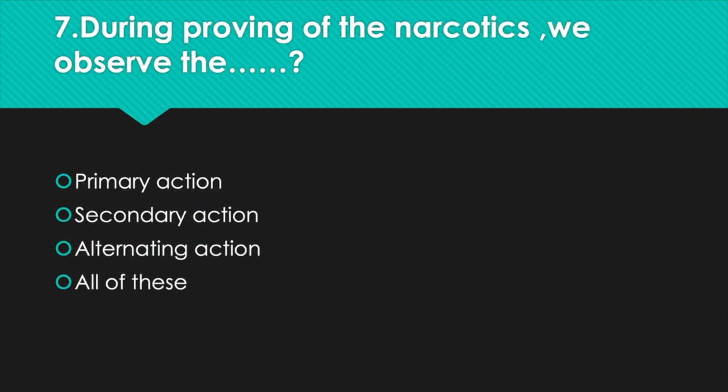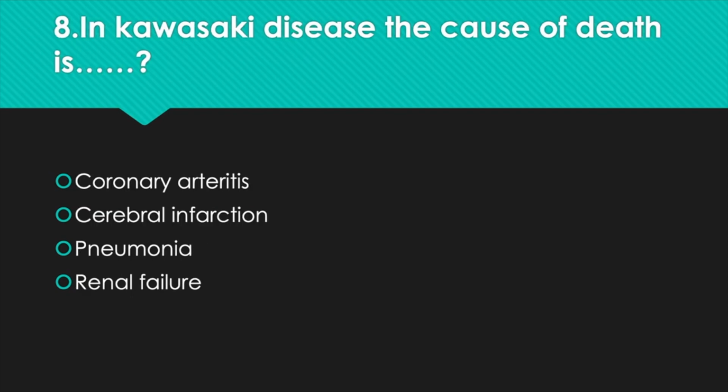During proving of the narcotics, we observe the: option A, primary action; option B, secondary action; option C, alternating action; option D, all of these. Answer: option B, secondary action. In Kawasaki disease, the cause of death is: option A, coronary arteritis; option B, cerebral infarction; option C, pneumonia; option D, renal failure. Answer: option A, coronary arteritis.